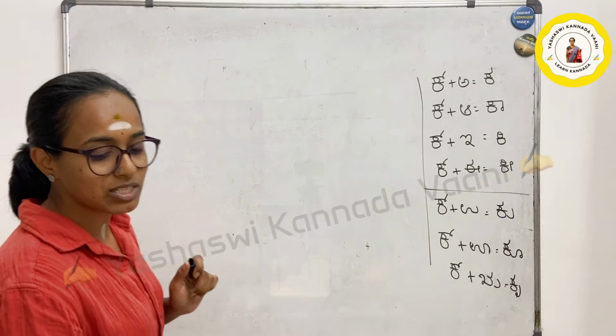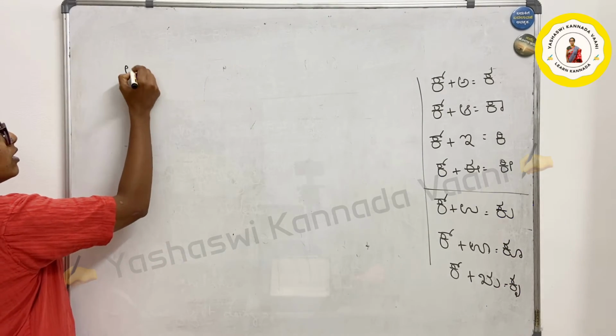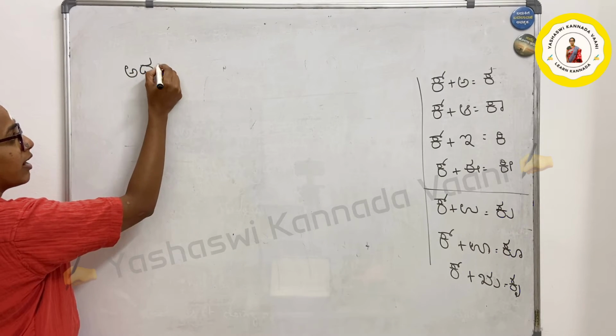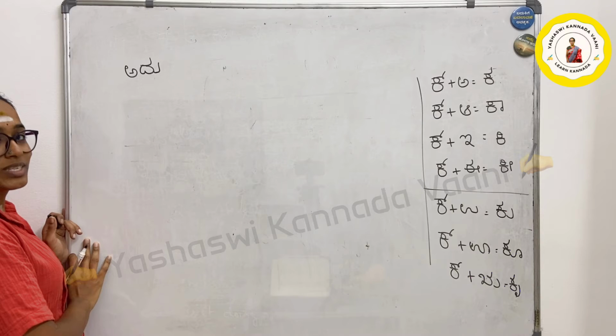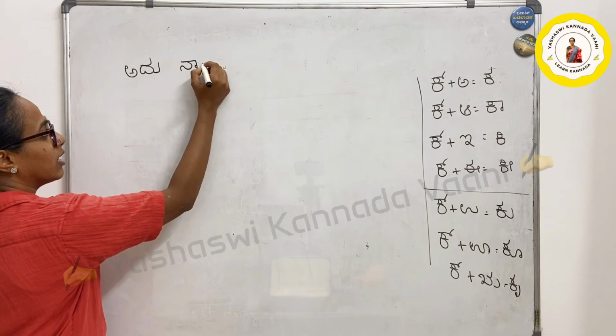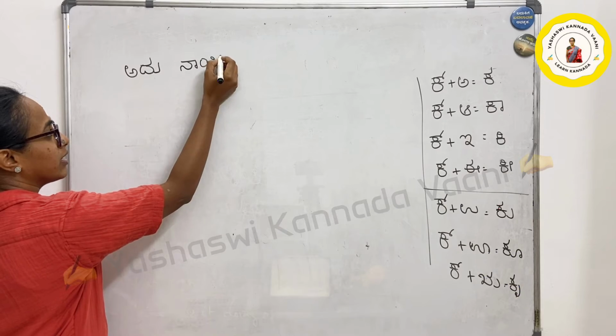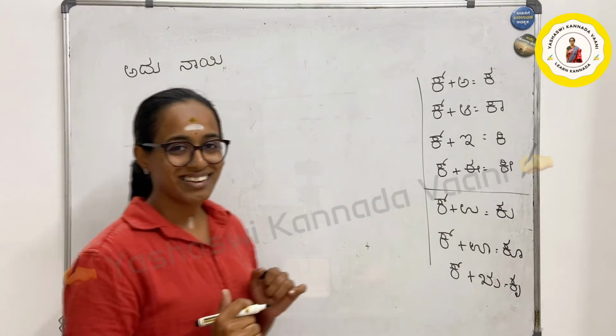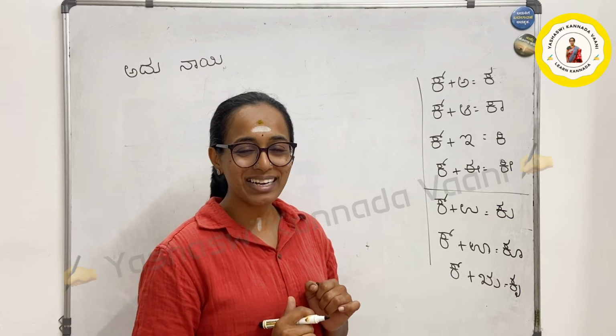So my first word, this is the, and make adu. Adu is that. Na, yi. Na is a dog. That is a dog. Adu na yi. It's very simple, right? Very good.